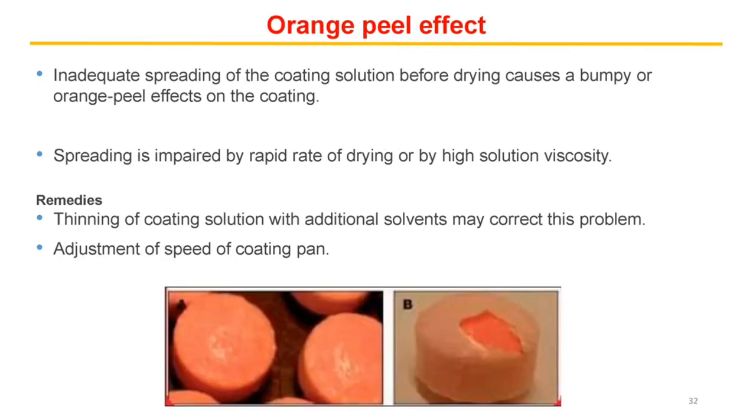31. Orange peel effect: inadequate spreading of the coating solution before drying causes a bumpy or orange peel effect on the coating. Spreading is impaired by rapid rate of drying or by high solution viscosity. Remedies: thinning of coating solution with additional solvents may correct this problem. Adjustment of speed of coating pan.